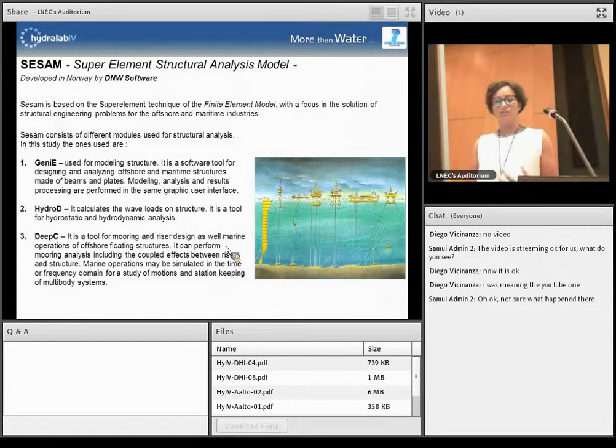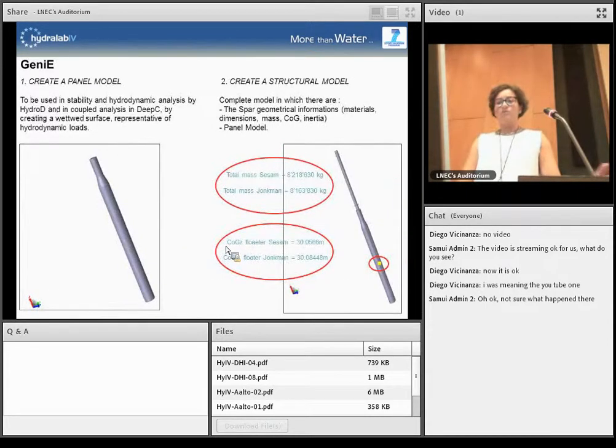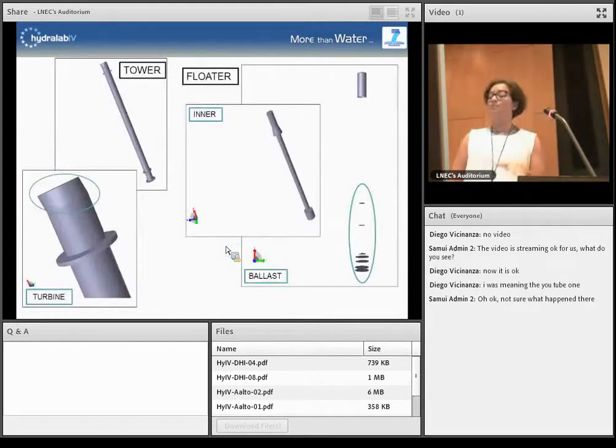In general, we can say that in SESAM we are not able to reproduce the rotation of the turbine. So for this, we just used some plates with the same mass and same inertia to represent the turbine and to represent the ballast, which we can see here in the inner cylinder of the floater. For the second step, we are talking about HydroD, and we started from the heave, roll, pitch natural frequencies carried out from the experimental test. So the geometry and mass of the spar buoy model in SESAM have been corrected through iterative processes, comparing the laboratory data and the SESAM data.